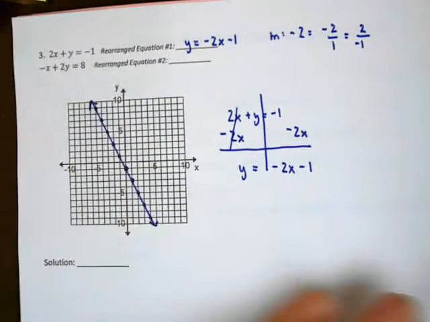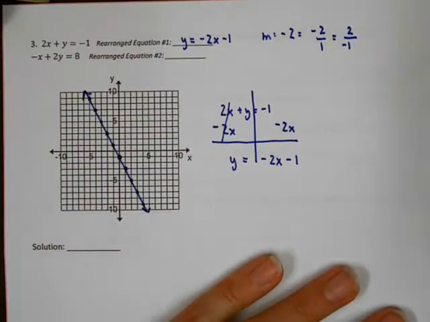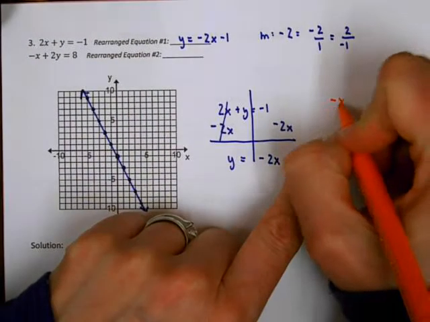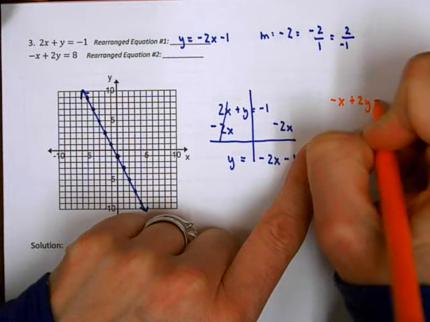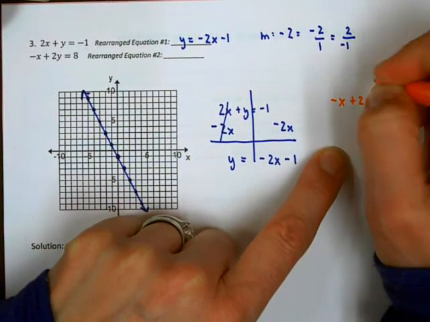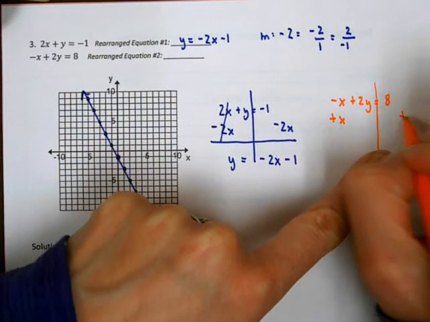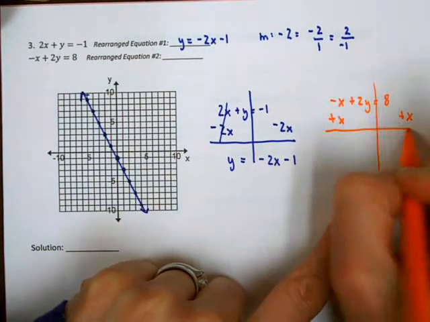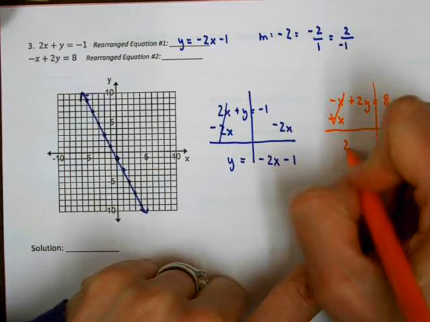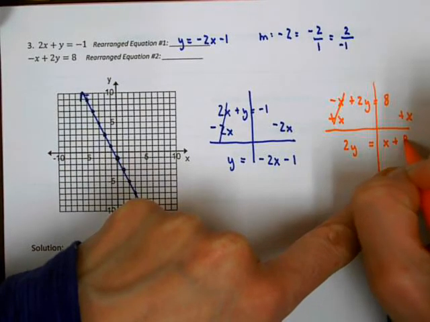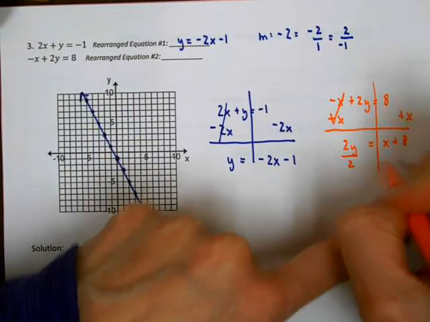Now, when I go to graph my second line, you can see again, we don't quite have it in slope-intercept form, so we need to do some work. Negative x plus 2y equals 8. Sorry, hope you can't hear all the crazy noises in the hallway that I can. So this is going to cancel, and I get 2y equals x plus 8. And now I'm going to divide everything by 2.